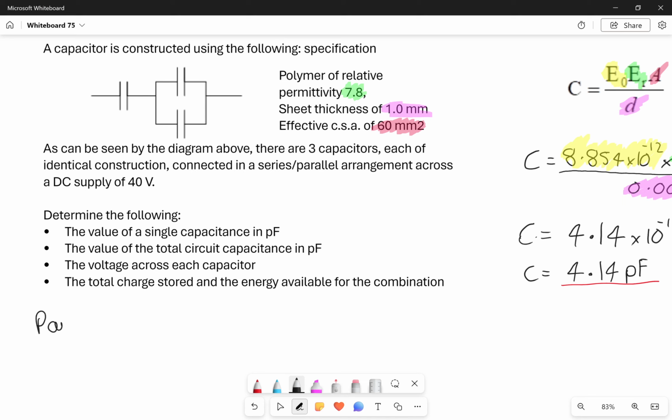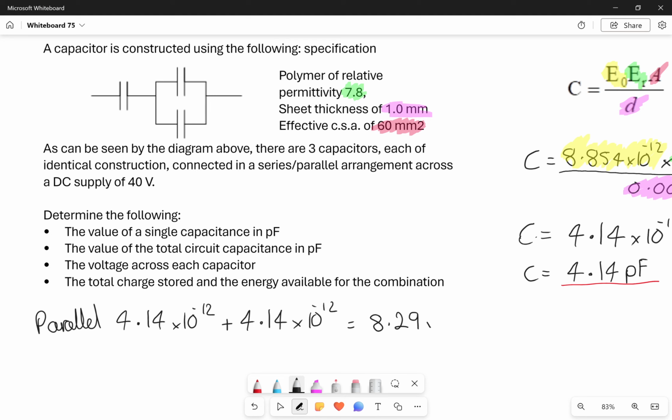When it comes to determining parallel capacitance, we can simply add them together. So if we note down that the parallel part of the circuit is two 4.14 picofarad capacitors, for people that are just checking this in their calculators, we'll write them as times 10 to the minus 12. We're going to simply add them together. So it's going to be 4.14 times 10 to the minus 12, add 4.14 times 10 to the minus 12, and when we add them together, you should get roughly 8.29.